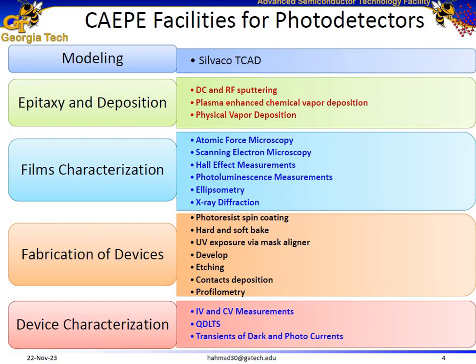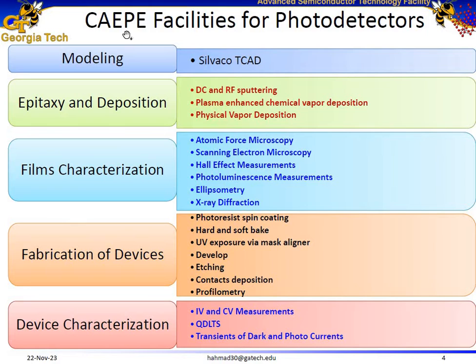The research and study on photodetector requires a lot of facilities, from modeling to epitaxy and deposition. And after deposition of the films, we need to characterize the films using different characterization tools. Then fabrication of the devices is required, which also involves photolithography and contacts deposition. And finally, it requires device characterization.